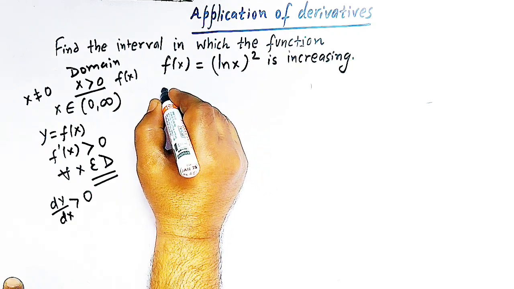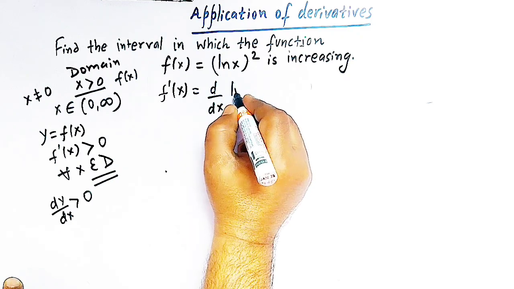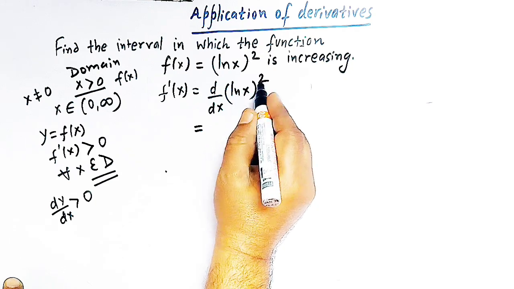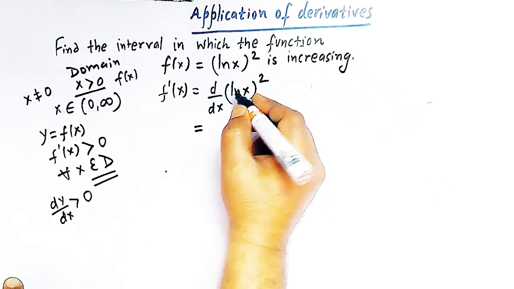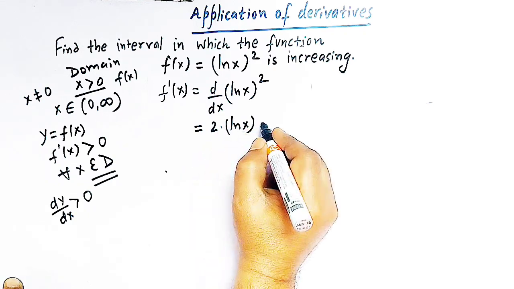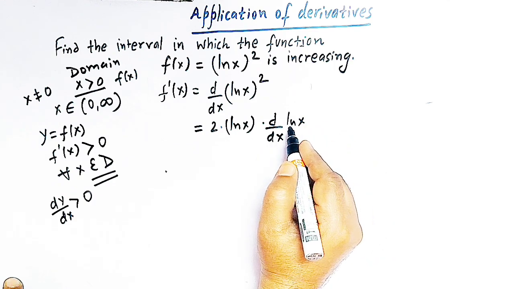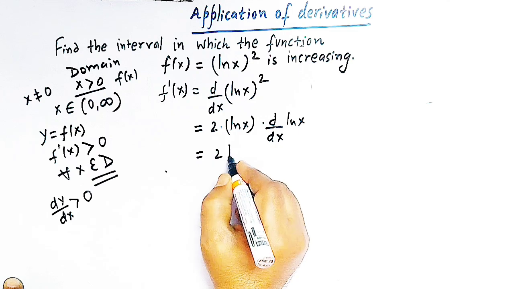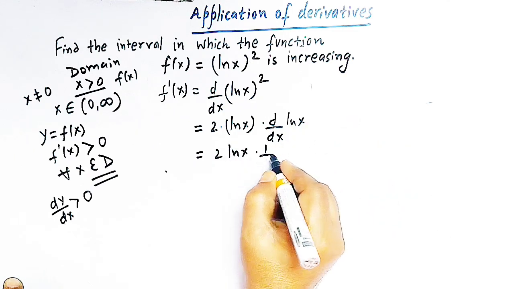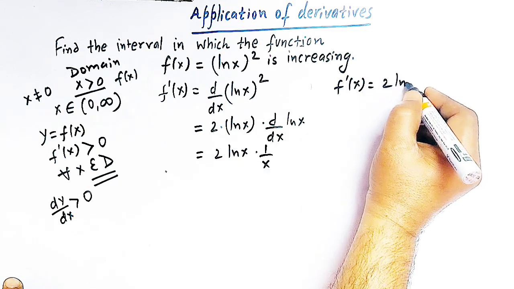So let us first find the derivative. f prime of x is given by d by dx of natural log of x whole square, and here first we'll make use of the power rule for differentiation. So the derivative is 2 times natural log of x, and then by chain rule we have the derivative of log of x. Here the derivative of natural log of x is 1 over x. So we have f prime of x is equal to 2 times natural log of x divided by x.